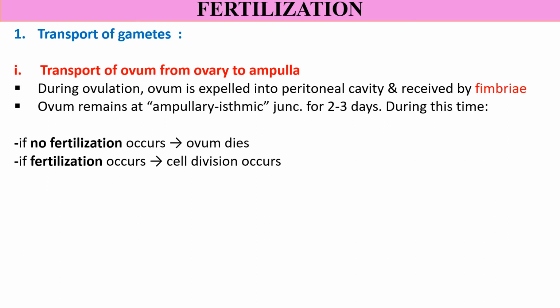In case of an ovum, after ovulation, it is expelled into the peritoneal cavity from where it is picked up by the fimbriae of the fallopian tube and sent to the ampulla where it waits for 2 to 3 days for fertilization to happen. During this time period, if fertilization occurs, then cell division starts immediately, whereas if there is no fertilization process, then the ovum dies.